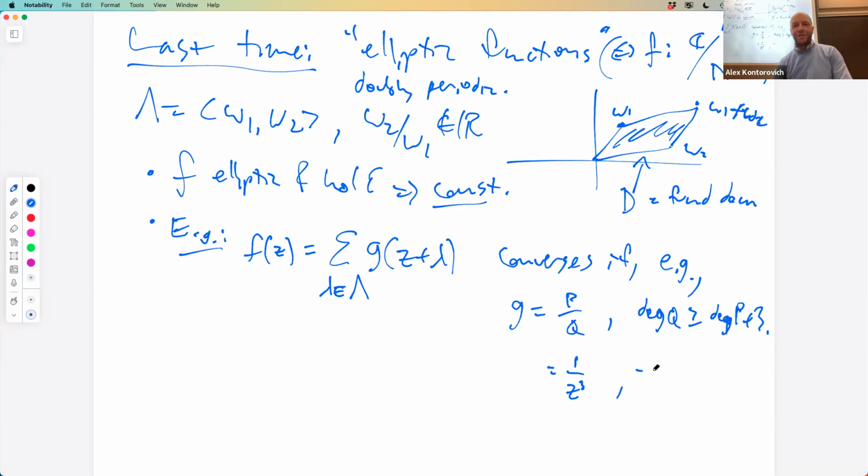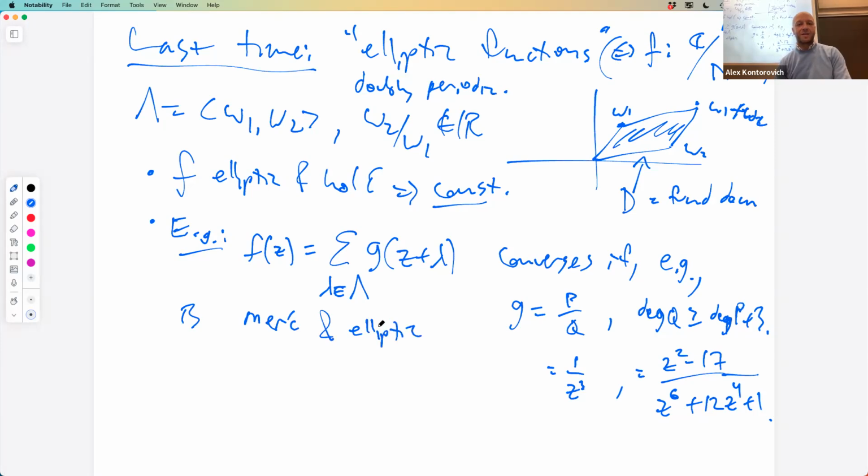Another example is, I don't know, z squared minus 17 divided by z to the 5th, but I could also say 6th, plus 12z to the 4th plus 1, whatever, okay? Any of these choices of the function g, when averaged over the lattice, will give us meromorphic. In particular, the denominator has poles. So we get meromorphic and elliptic. So we have lots of examples of meromorphic and elliptic functions.